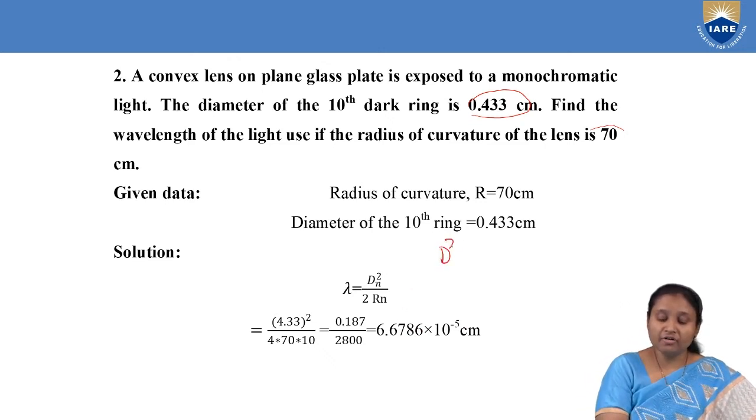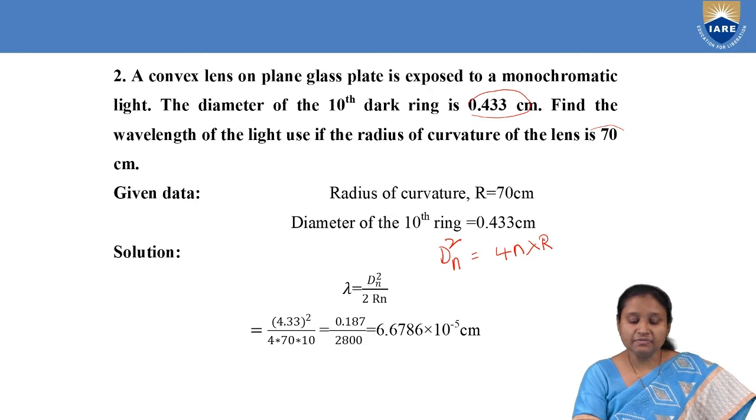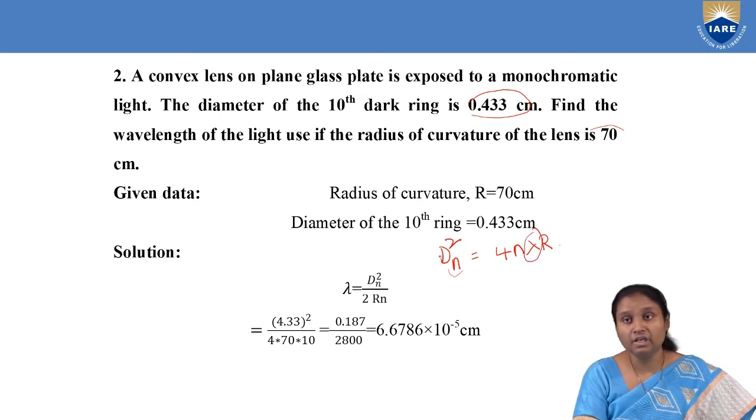What is the square of the diameter of the nth dark ring? It is given as 4nλr. In this case, what is our n? n is our 10th ring. We were given the diameter of the 10th dark ring, and also the radius of curvature of the lens. Now we need to find the wavelength of light.